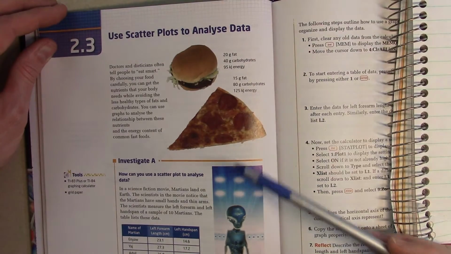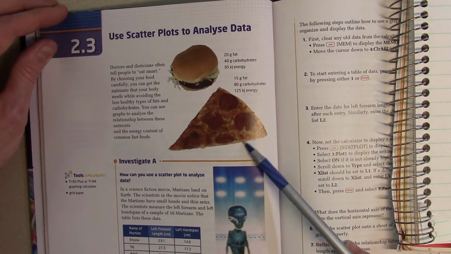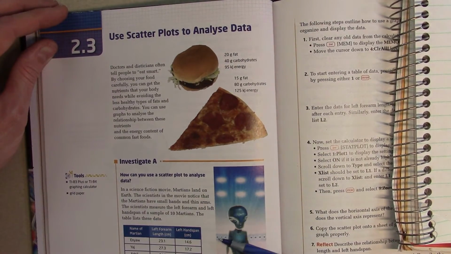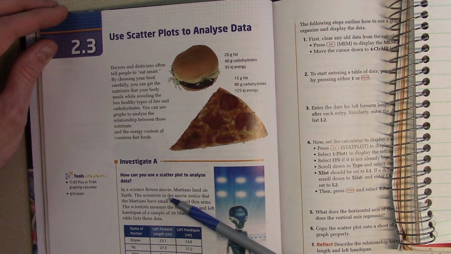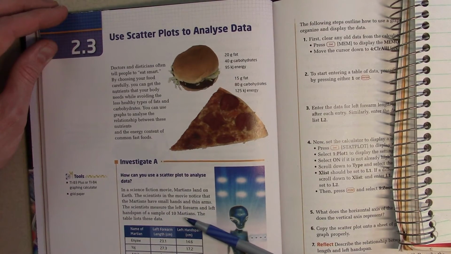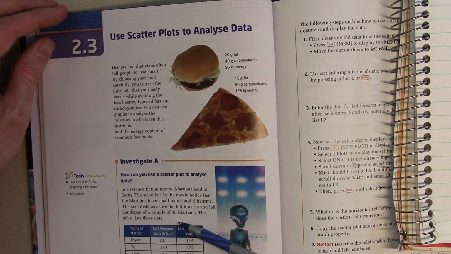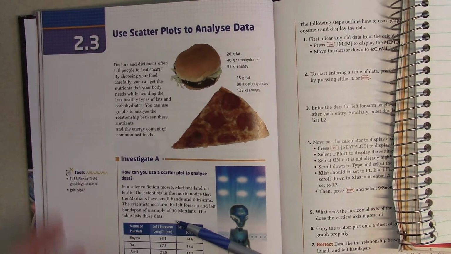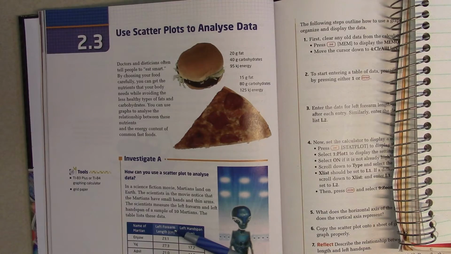In the investigate, for some reason, they actually move away from the food example and they start talking about Martians. So they're doing an investigate here. In a science fiction movie, Martians land on Earth. The scientists in the movie notice that the Martians have small hands and thin forearms. The scientists measure the left forearm and left handspan of a sample of 10 Martians. The table lists these data.